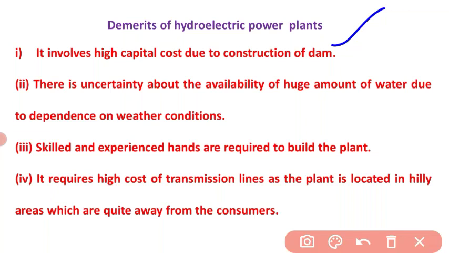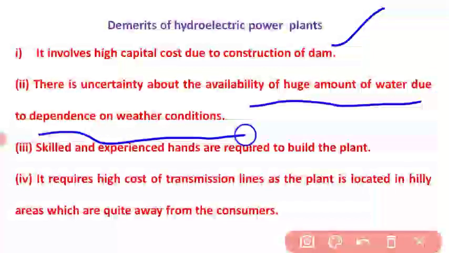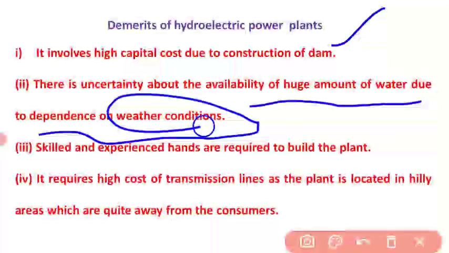There is uncertainty about the availability of a huge amount of water due to dependence on weather conditions. This is another disadvantage. The availability of water depends on the weather conditions. Skilled and experienced hands are required to build the plant. As I discussed earlier, while constructing, skilled and experienced hands are required to build the plant.